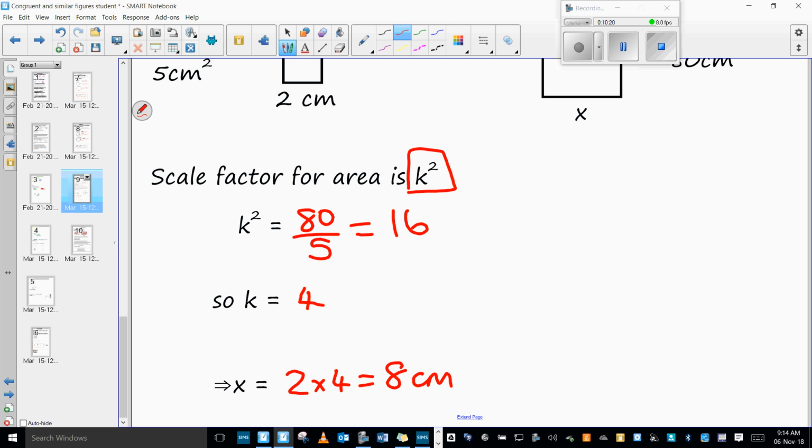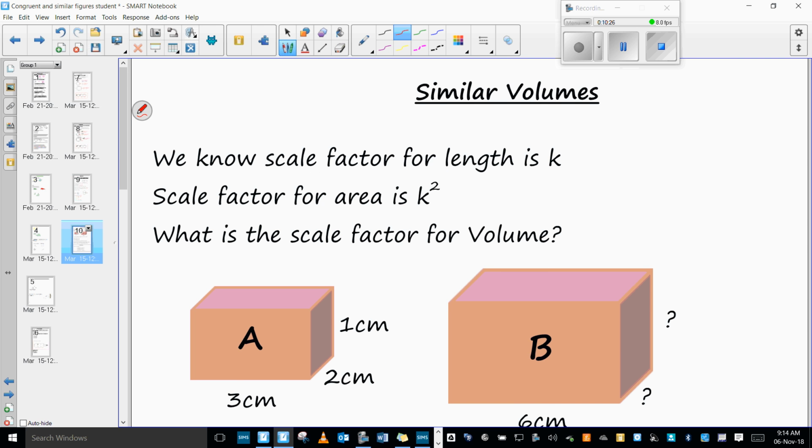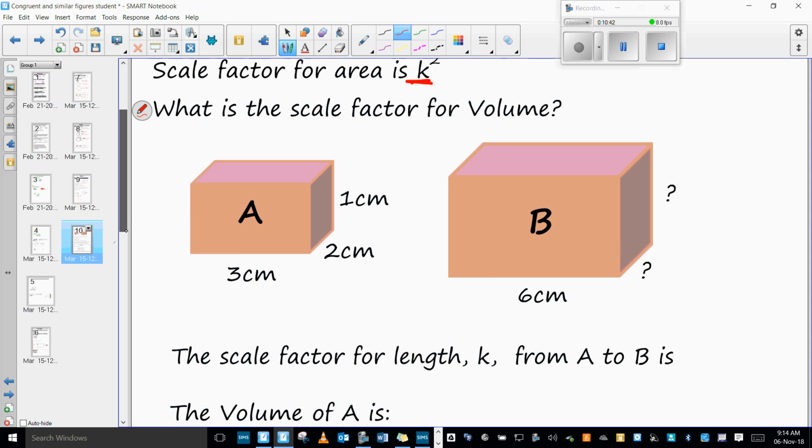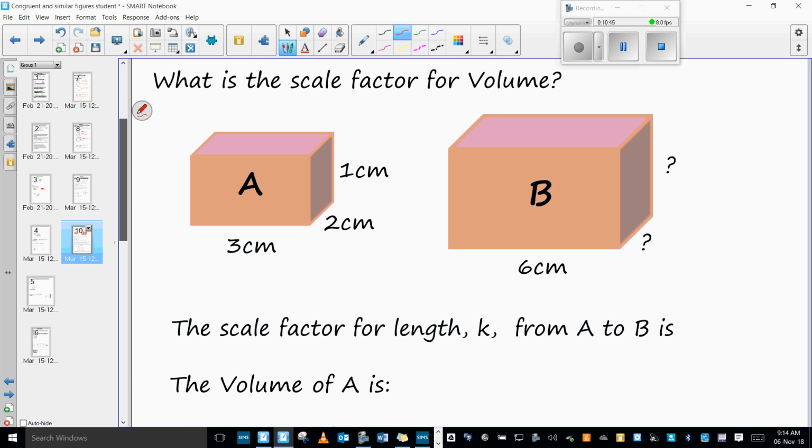Last little bit on this pack, similar volumes. So we've talked about the scale factor for length being k, the area is k squared. What do we think it's going to be for volume? But let's have a look to make sure. So what's our scale factor for the length k? How do we know what our scale factor for length is? Good, because we've got these corresponding lengths, and I know that 6 divided by 3 is 2.